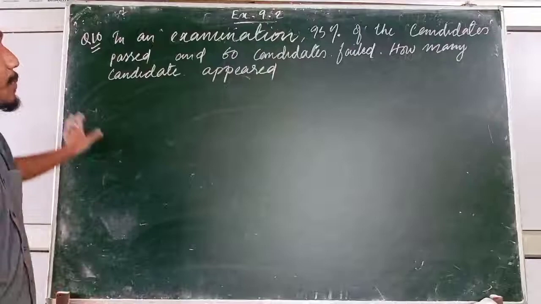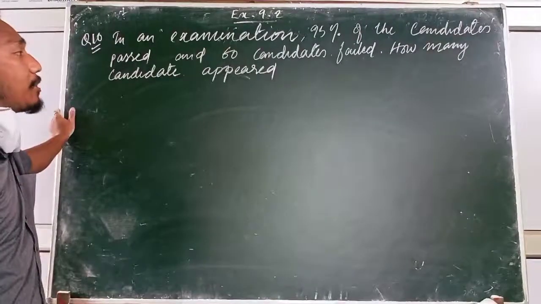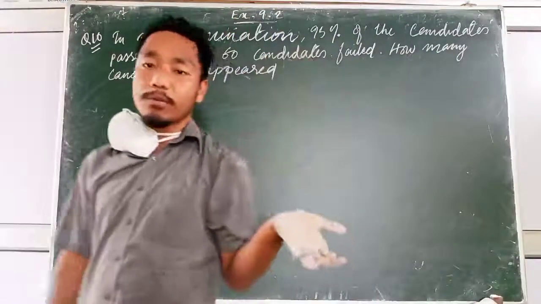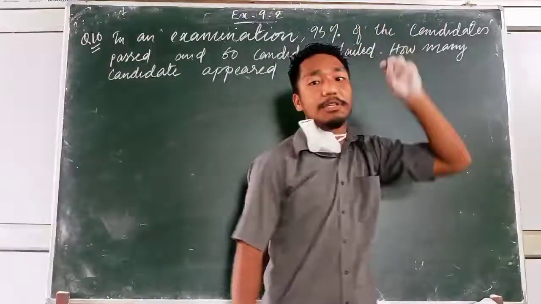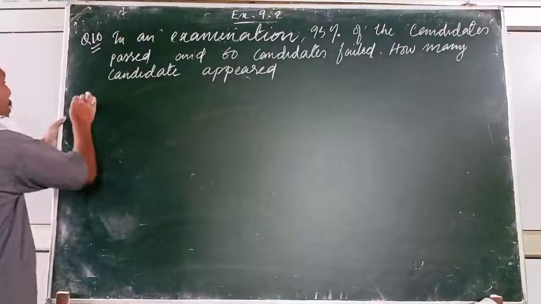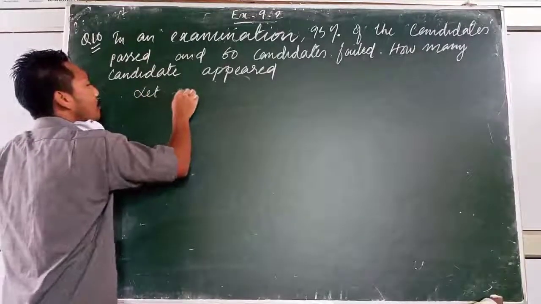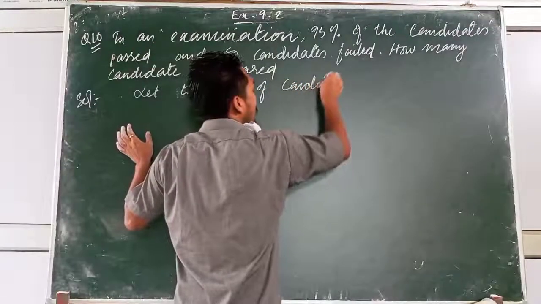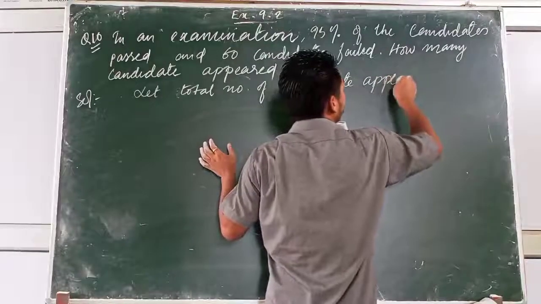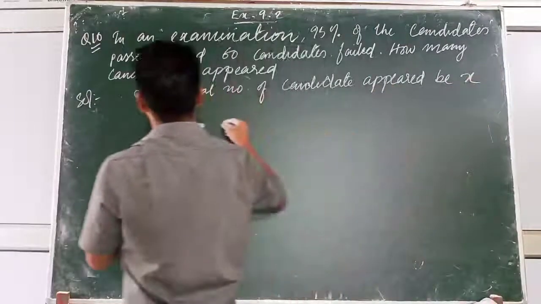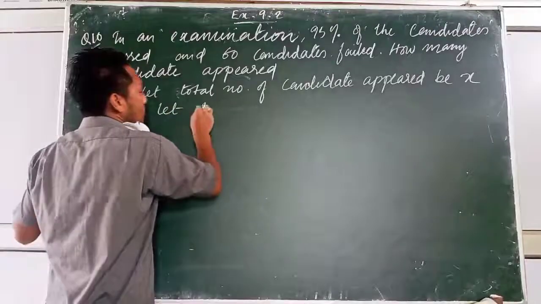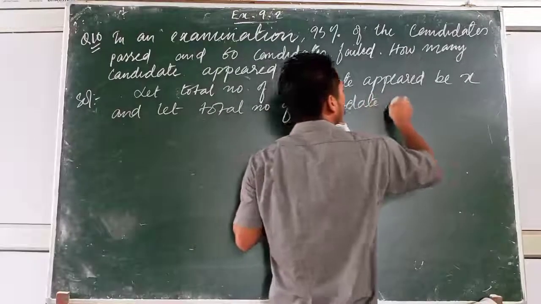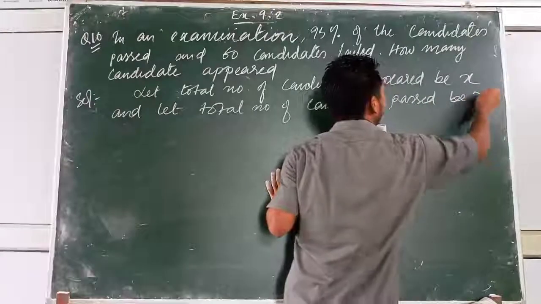So next your question is here. In an examination, 95% of the candidates passed and 60 candidates failed. How many candidates appeared? Here we don't know the total number of candidates who appeared, or how many passed. They have only given the percentage of candidates who passed. So let us assume that the total number of candidates who appeared be X, and let the number of candidates who passed be Y.